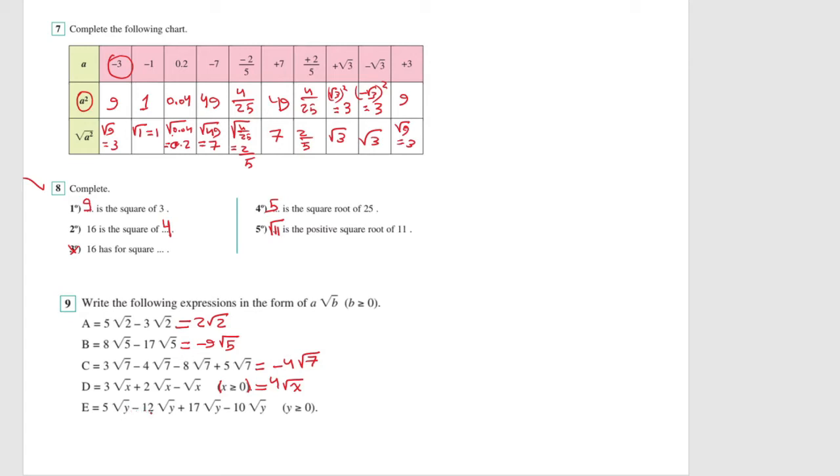5 radical y minus 12 radical y plus 17 radical y minus 10 radical y, all of them radical y. So I do here 5 minus 12 plus 17, I calculate them all on the calculator, minus 10, and it's equal to 0. So I write 0 radical y, which is just 0. Okay. I think it's clear here.